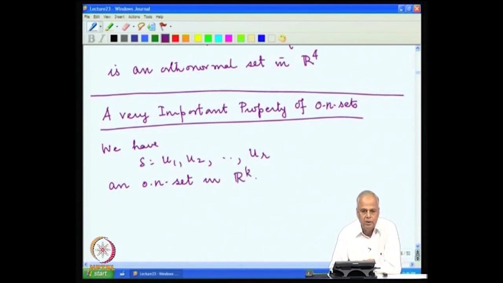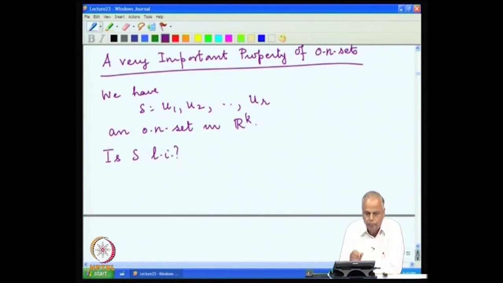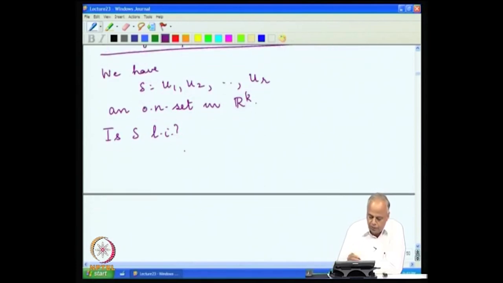Whenever we have a set of vectors in Rk, the first thing we investigate is whether this set is linearly independent or not. If it is linearly dependent, there is a lot of redundant information and we would like to throw it out. So, first we check whether this set is linearly independent. Is S linearly independent? For this, we must check whether a linear combination of these u1, u2, ..., ur, when it is the 0 vector, forces all the coefficients to be 0.